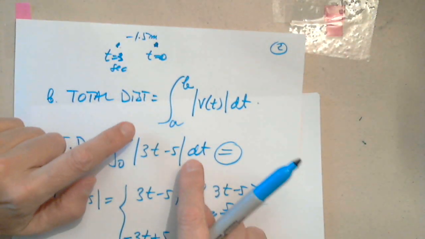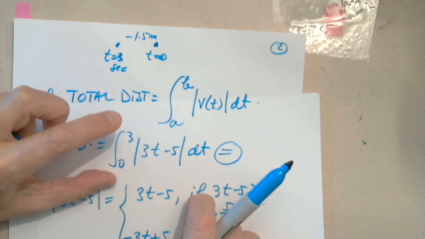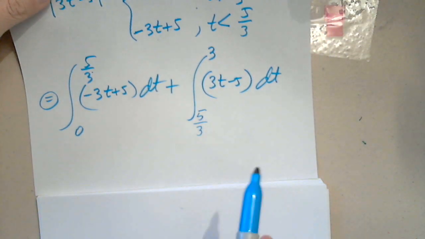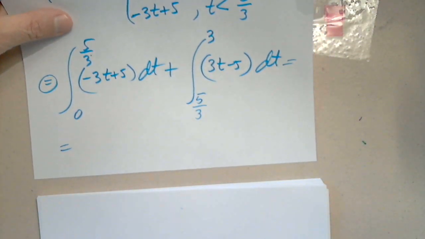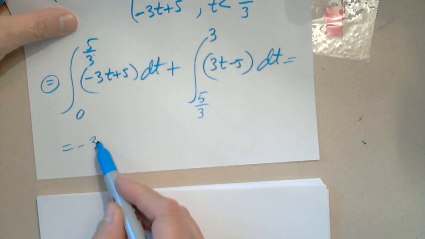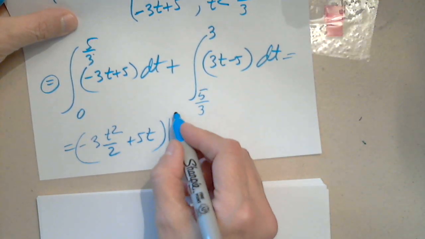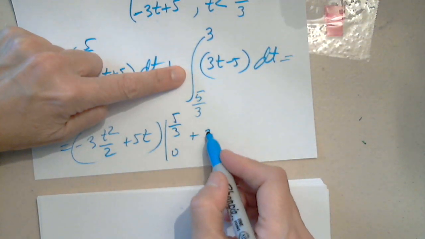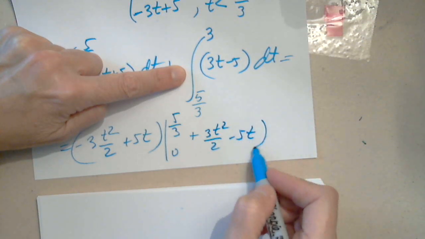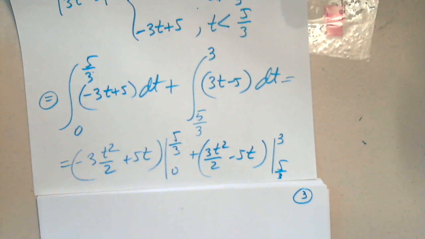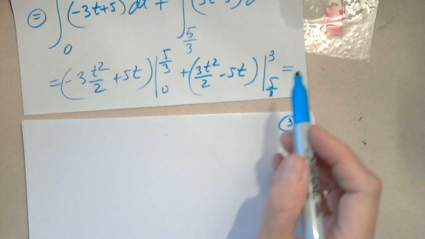Why? How do I know? It's because this is a positive function on the interval 0 to 3. Of course, it has to be a positive number. We're adding distances, or the particle's movement. Okay, so this is, again, negative 3t squared over 2 plus 5t, the same thing, but from 0 to 5/3. And this one is 3t squared over 2 minus 5t from 5/3 to 3. And then we'll continue calculating.